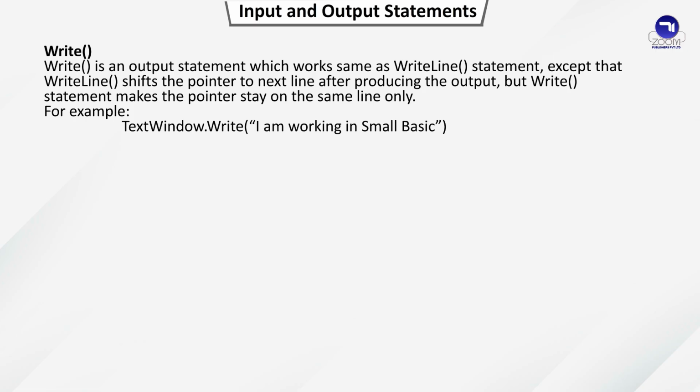Write. Write is an output statement which works the same as the WriteLine statement, except that WriteLine shifts the pointer to the next line after producing the output, but the Write statement makes the pointer stay on the same line only. For example, TextWindow.Write("I am working in Small Basic").